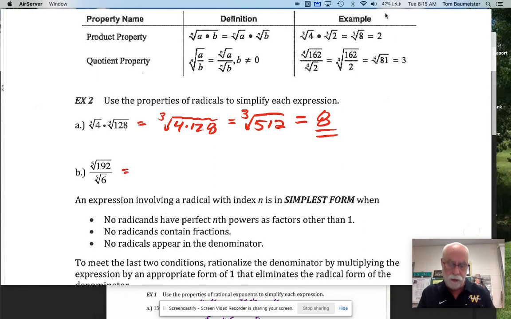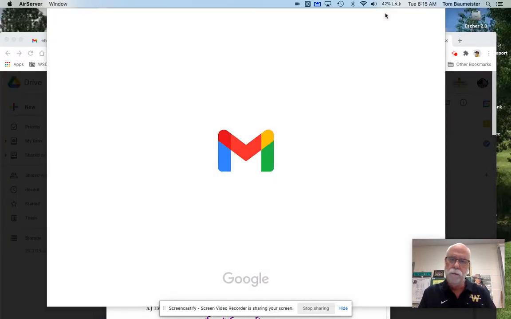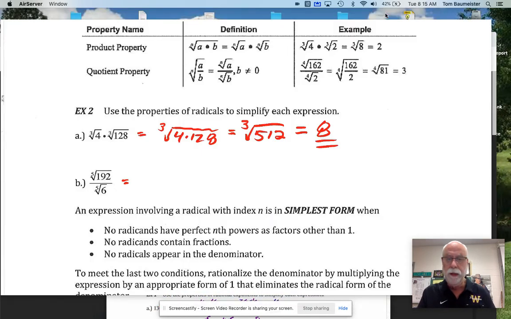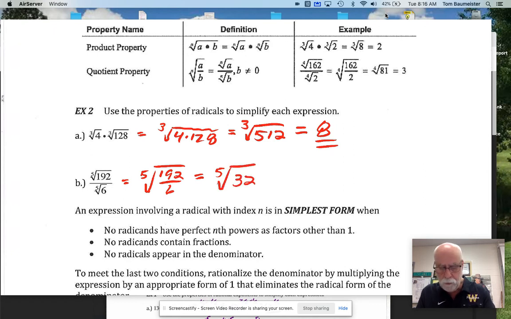Okay, I'm going to do the same thing here. Sorry. I'm going to bring them together. So that'll give me 192 over 6 for the fifth root. That'll give me the fifth root of 32. And the fifth root of 32 is equal to 2.